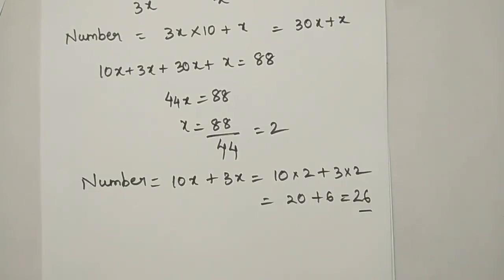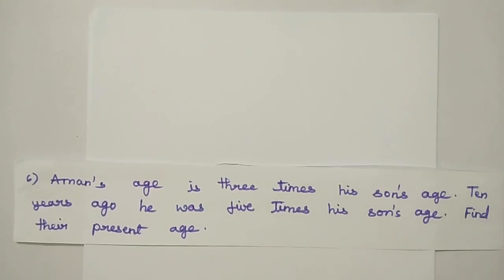Now let us go to the next problem. Aman's age is 3 times his son's age. 10 years ago he was 5 times his son's age. Find their present ages. Here they asked to find the present age of Aman as well as his son, is it not? So let us take the age as x.